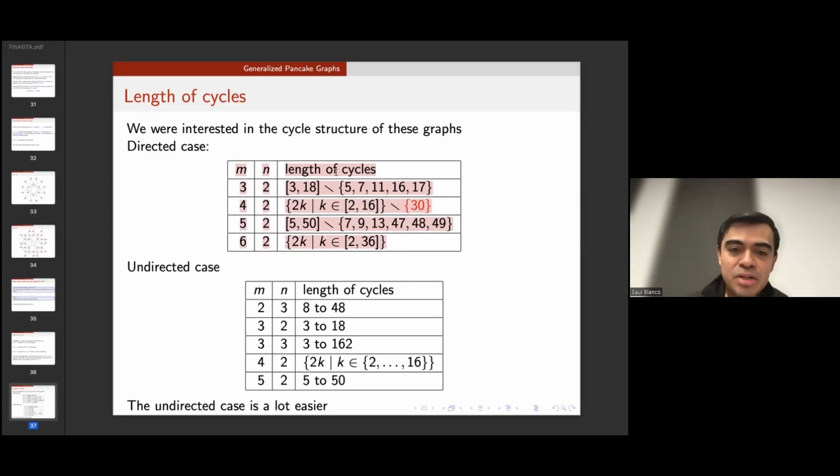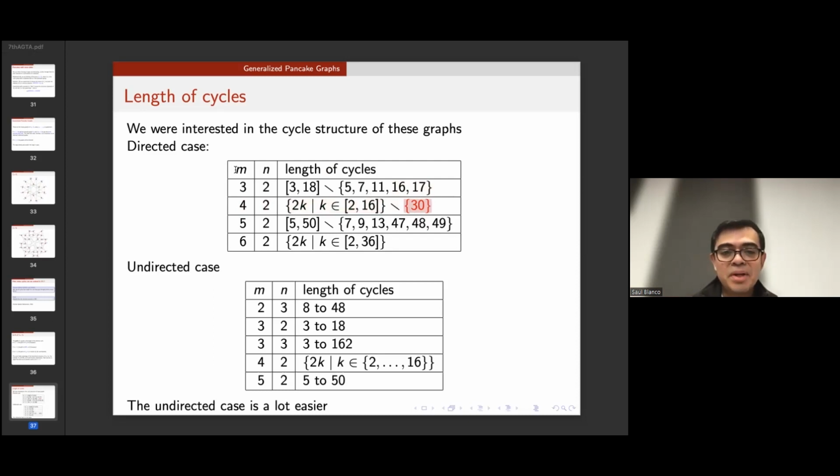So we found these numbers, right? Here m is the number of signs, and then n is the number of characters. We found the existence of cycles for all of these particular lengths. For example, for 3 and 2, you have all of the lengths from 3 to 18, except for 5, 7, 11, 16, and 17, and so on and so forth. For m equals 4 and n equals 2, for the directed case, the regular Cayley graph, you get all the even length cycles from 4 to 32, except for 30. 30 doesn't show up, and so on and so forth.